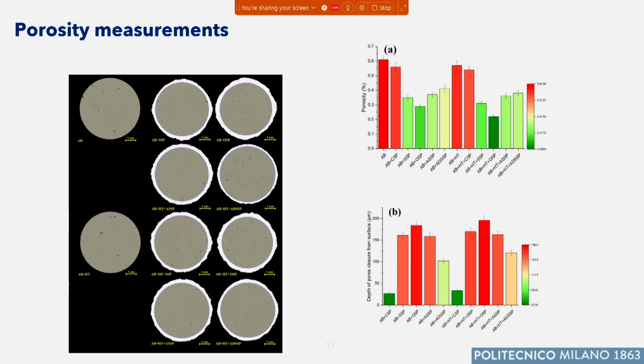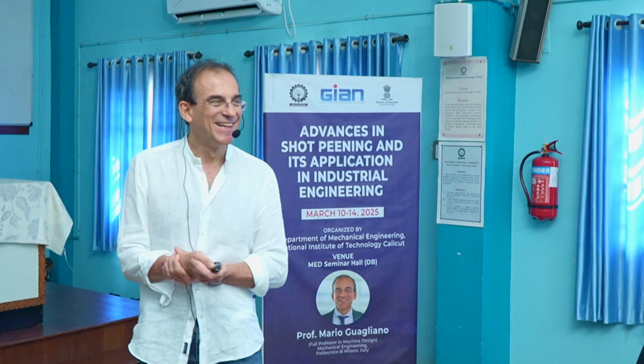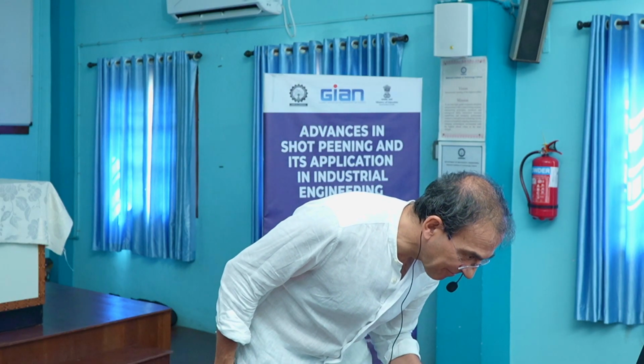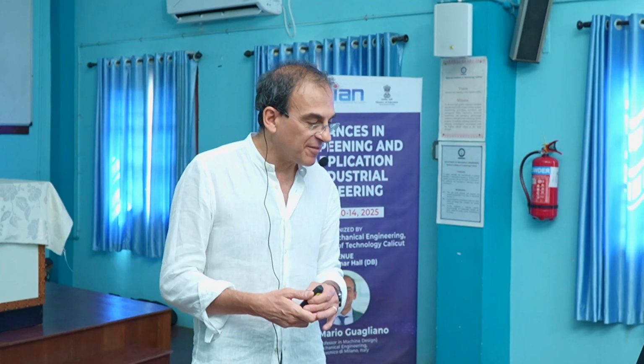Another interesting thing to observe is the distance of the pores that are close to the surface. It is quite short if we refer to AB plus CSP, and the effect of ASSP and ADSSP is still noticeable, with and without the treatment.